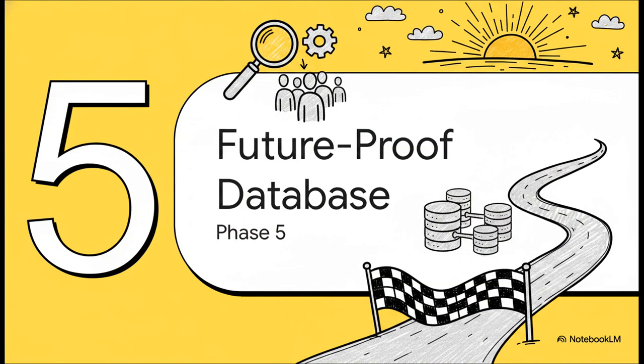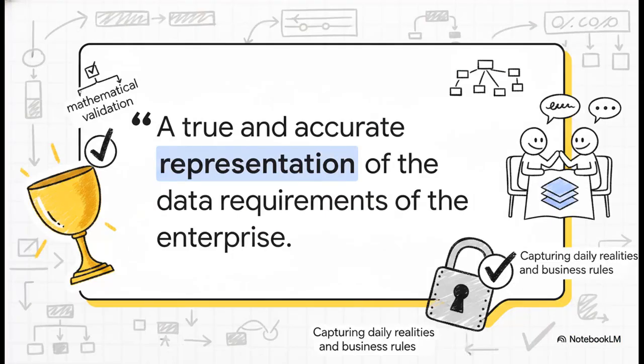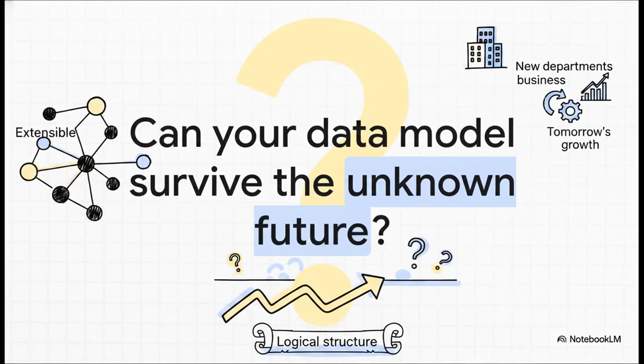And that brings us to our final section, Phase 5, future-proofing the database. The holy grail of this phase is achieving what our source material calls a true and accurate representation of the data requirements of the enterprise. Listen, you can mathematically validate your schema all day long, but you can only verify this ultimate truth by actually sitting down and reviewing the logical model with the users themselves. If they are satisfied that it captures their daily realities and business rules, well, then your model truly represents the enterprise. But the enterprise will inevitably change, right?